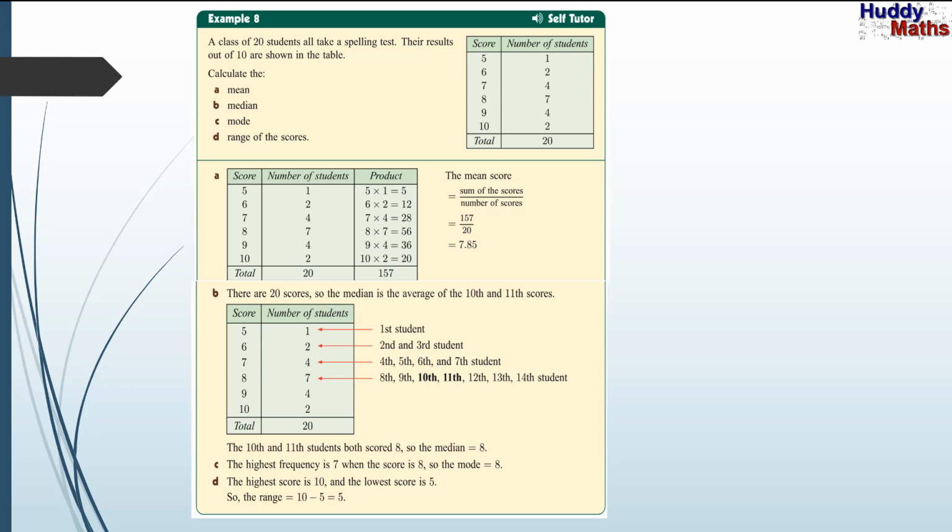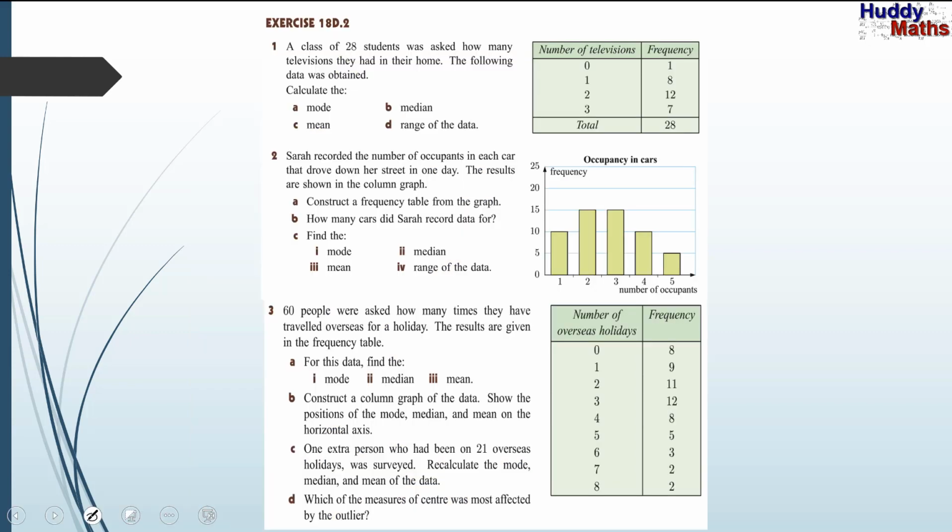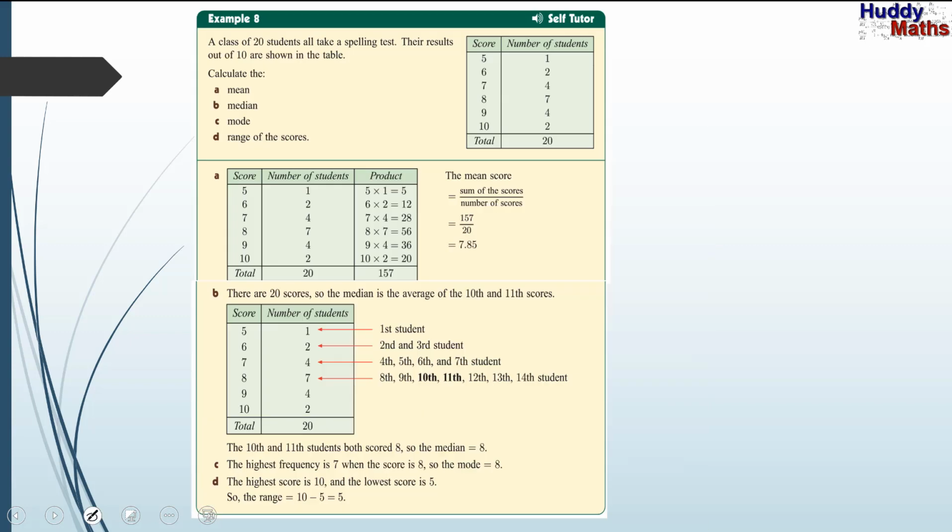So let's have a look at this one. So there you are, there's a frequency table, and we want to calculate everything about it, the range of the scores. So first of all, we're going to do x bar is the sum of fx on n, and so we've got the products over here, frequency times the score. There they all are, because each of these scores are occurring a different number of times.